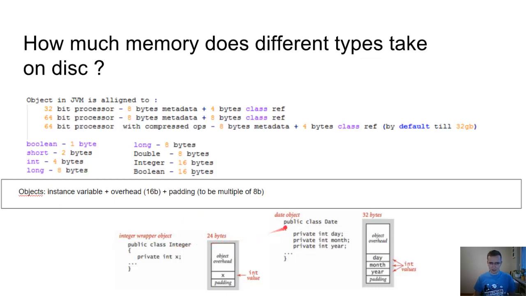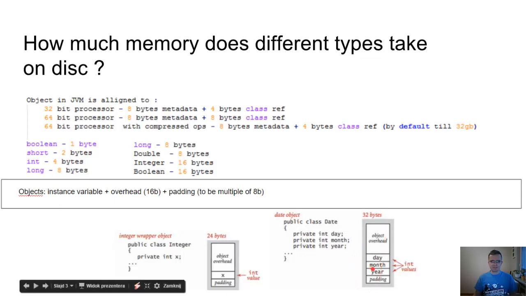So let's see an example here. We have a class Date with 3 instance variables. Each of them is an int, so we have 3 ints, 4 bytes each, so it's 12. And we have the overhead, which is 16. So 16 plus 12 is 28.